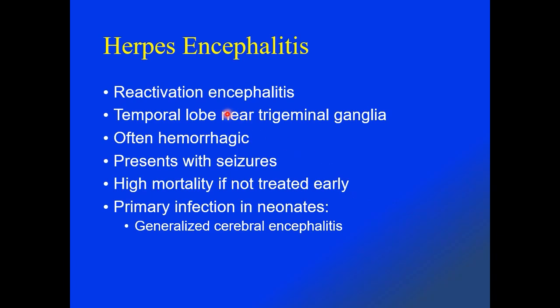This is an example of a patient with herpes encephalitis, which is a reactivation encephalitis in adults where the virus that remains dormant within the trigeminal ganglia is reactivated and infects the adjacent temporal lobe, leading to encephalitis.